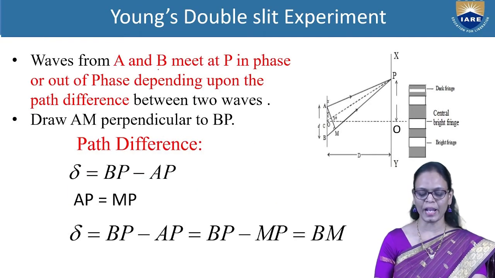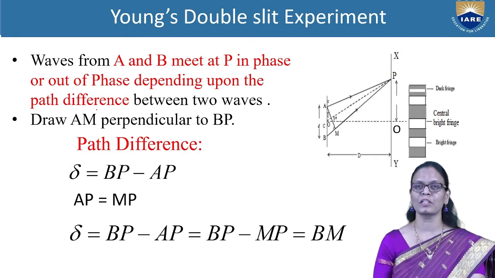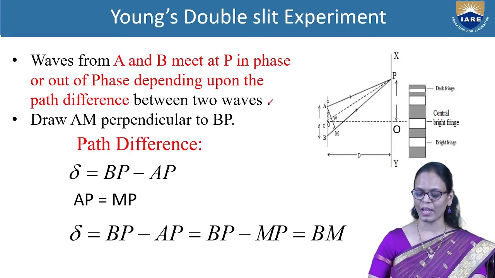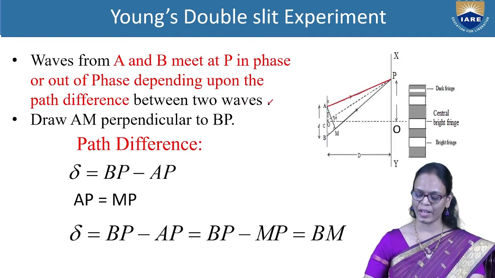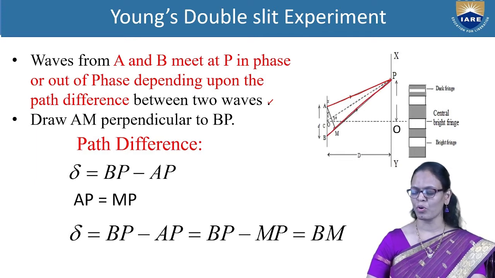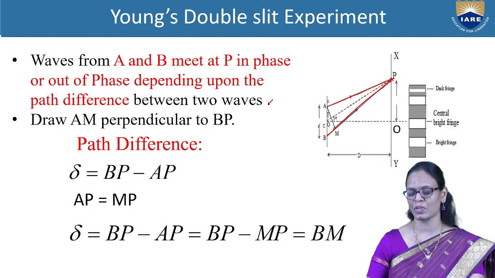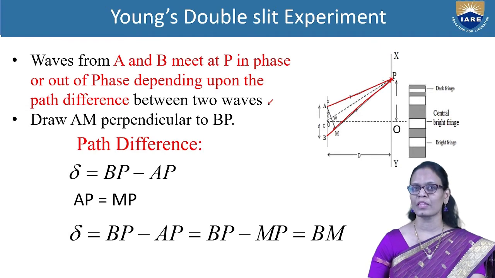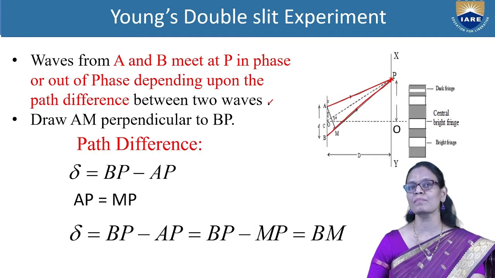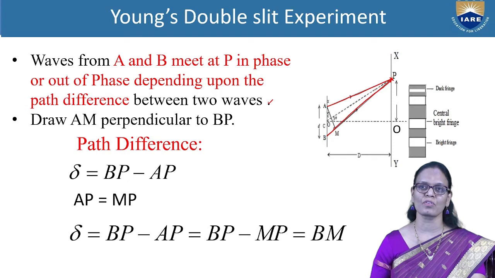Now, waves from A and B meet at P in phase or out of phase, depending upon the path difference between the two waves. So the waves that are coming from A, the waves that are coming from B, both of them will interfere at P. They will superimpose on each other, and depending upon the path that is traveled by the two waves, they may be in phase or they may be out of phase. If there is no path difference, then they are in phase. If there is a difference in path, and if the path difference is an odd multiple of half the wavelength, then they are out of phase. So that is how we determine this point P.